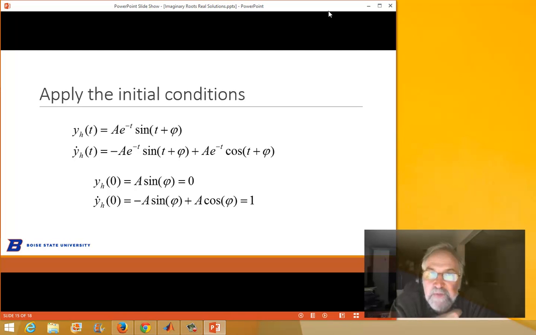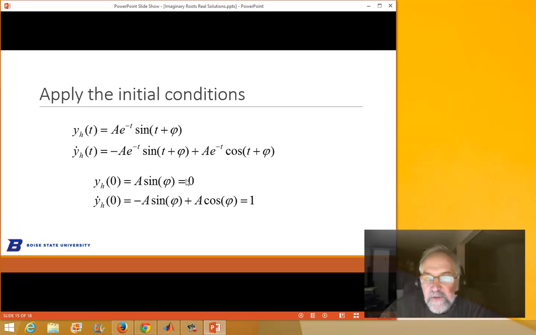Let's find the solution. Remember, we had initial conditions to this problem. y is equal to A times e to the minus t sine of t plus phi. y dot is given by this expression. I just took the derivative. Remember, it's a product of two functions, so you need the product rule. And so here I took the derivative of e to the minus t, and here I took the derivative of the sine of t plus phi. Apply those initial conditions.